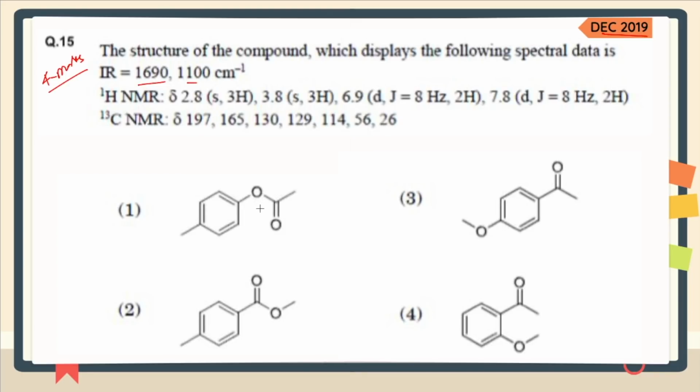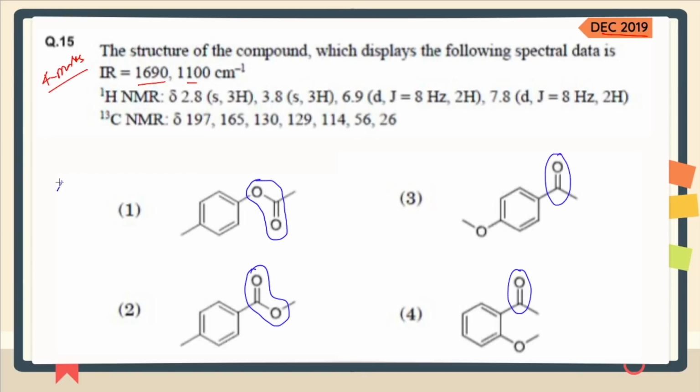If you look at the options, in the first option the functional group is an ester group. The same goes for option number 2, so in 2 options you have ester as the functional group. In option number 3 you have a ketone, basically a conjugated ketone, and in the 4th one also you have a ketone. So this IR is going to help you cancel out some of the options.